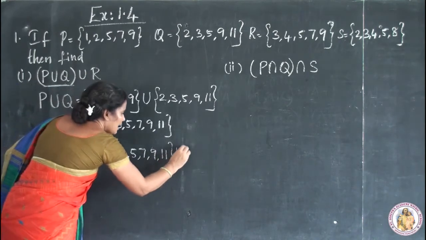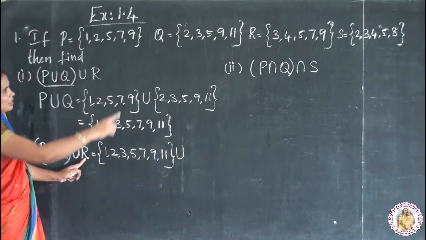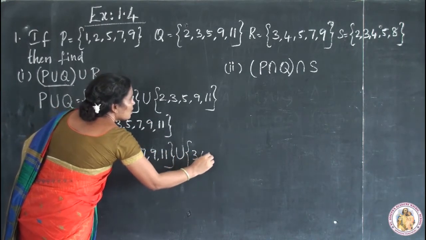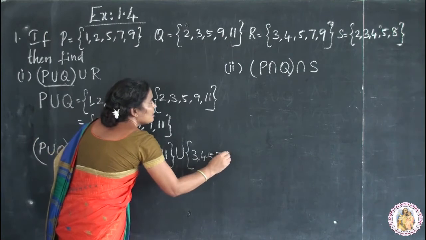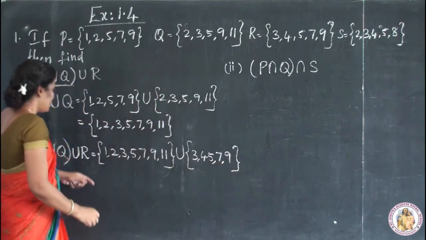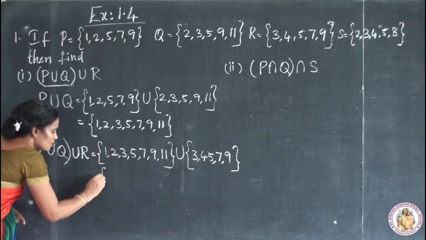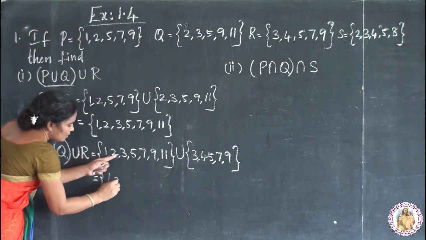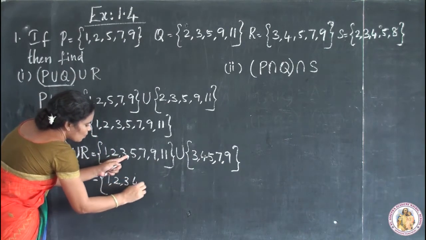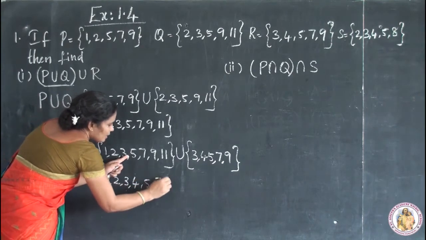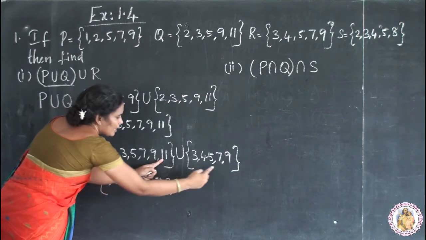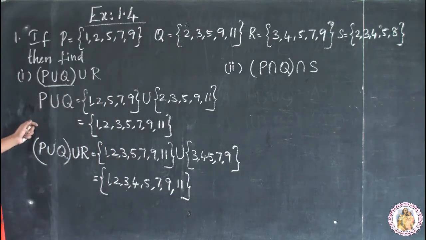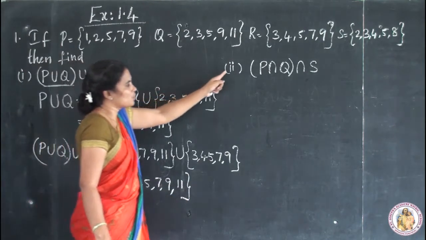Union R. Write the elements of R. So 3, 4, 5, 7, 9. Now for union write all the elements: 1, 2, 3, 4, 5, 7, 9. Here we have 11. Okay, that's all, very simple. And let us move on to question number 2.